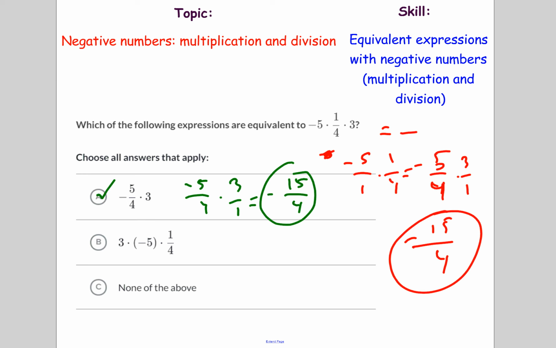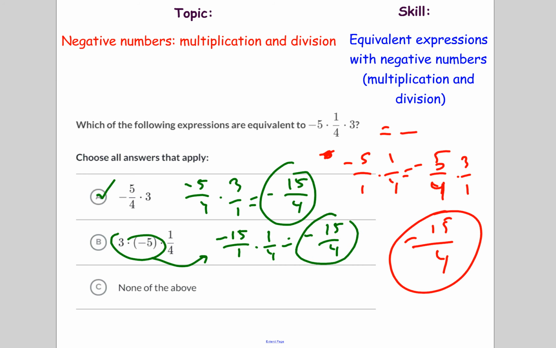Let's try this one. 3 times negative 5 is negative 15. So this becomes negative 15 over 1 times 1/4. I just kind of simplified this to that. So negative 15 over 1 times 1/4 is negative, because a negative times a positive, 15 over 4, which matches that. So both of these are equivalent.